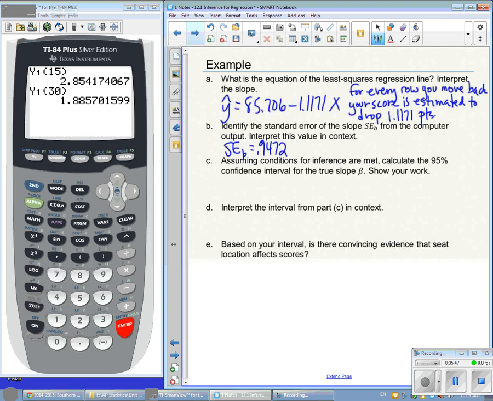Now in letter C, it says to assume the conditions for inference are met. Remember, there's 5 of them when we're doing linear regression. It says to calculate the 95% confidence interval for the true slope B. So in our formula, it says we're going to do B plus or minus T star times the standard error of B. Well, what was the slope?